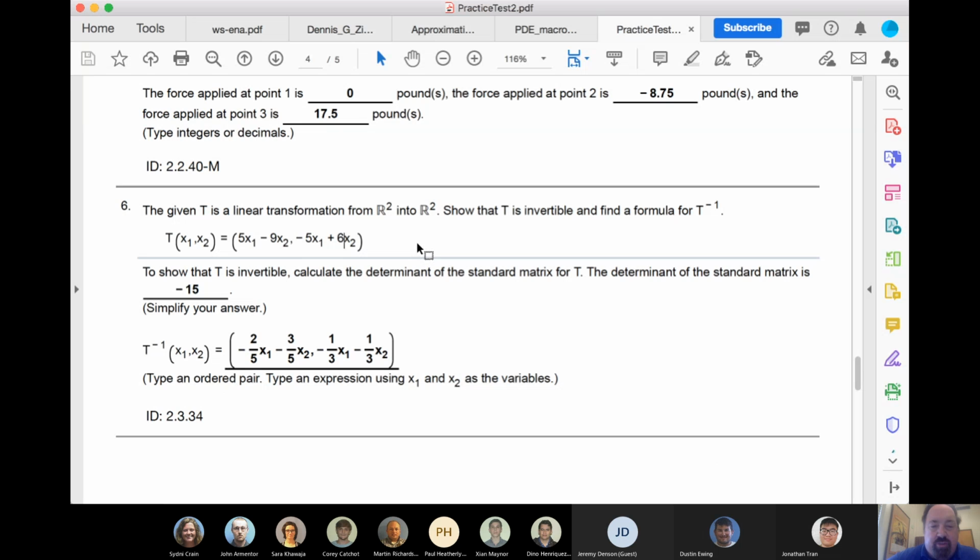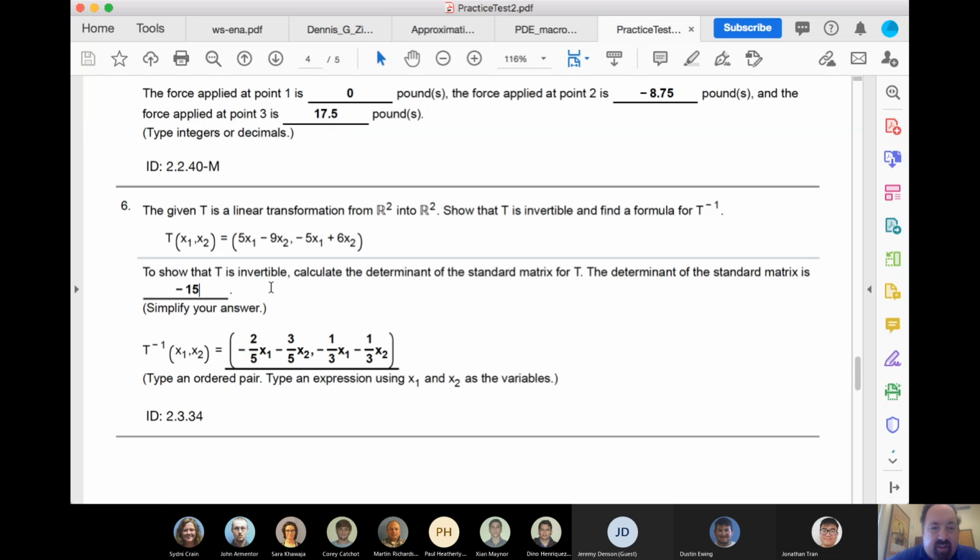If you use the formula for the determinant of a 2x2 matrix, that would give you minus 15, because 5 times 6 is 30, minus 9 times minus 5, which is 45. So 30 minus 45 would give you minus 15. The formula for the determinant of a 2x2 matrix is in the notes. It's AD minus BC.